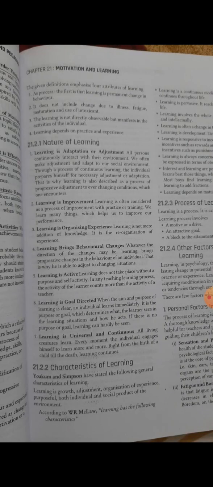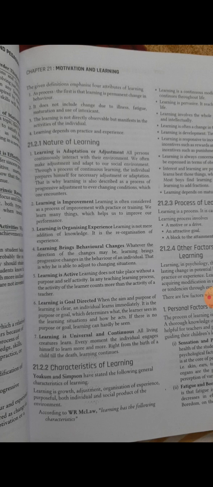The given definitions emphasize four attributes of learning. First, learning is a process, a permanent change in behavior. It does not include change due to illness, fatigue, maturation, and use of intoxicants. Learning is not directly observable but is manifested in the activities of the individual. Learning depends on practice and experience.